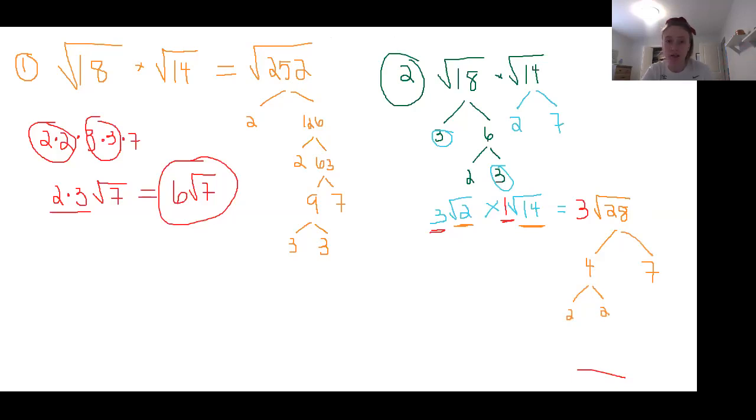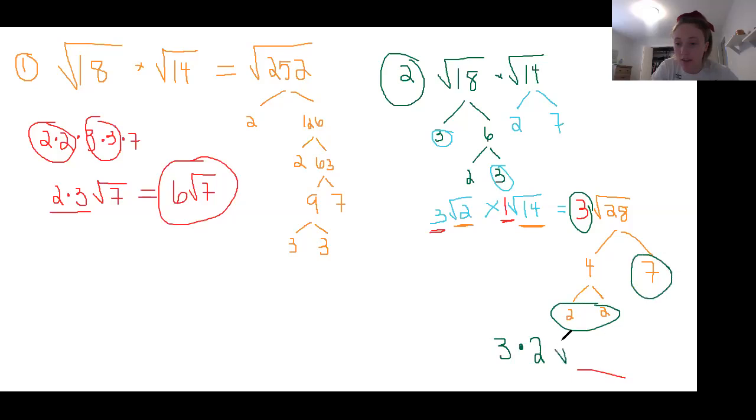Okay, now here's an important part. I have a 3 out front here. I still have to bring that with, okay? So I know I have 3 out front, okay? I have 2 2s, so I can take a 2 outside, and I have 1 7.